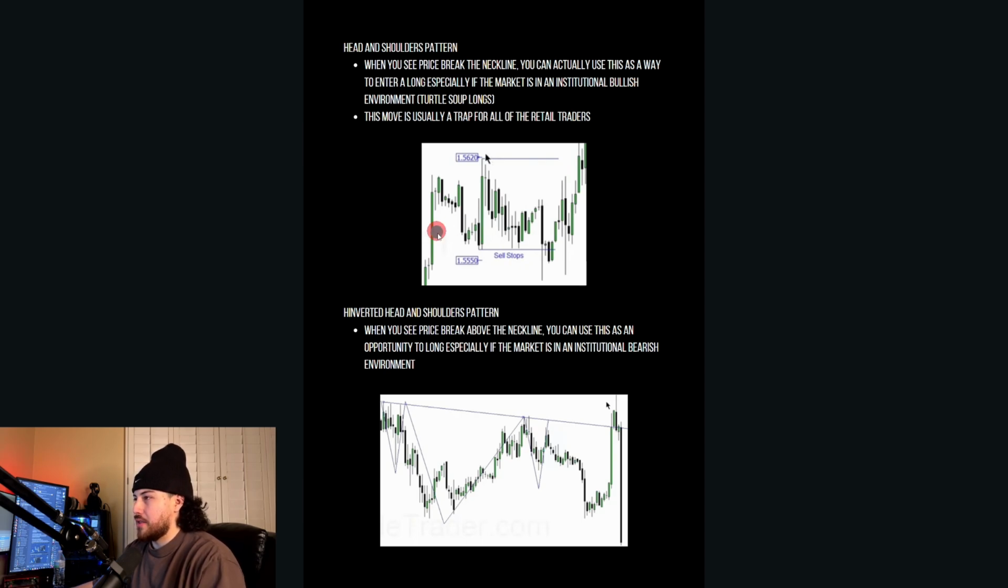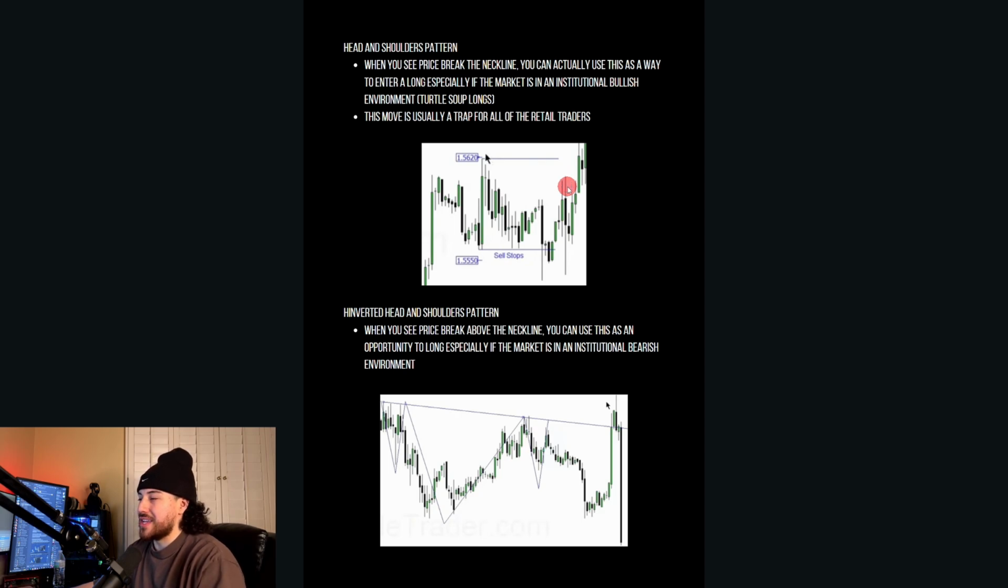So here on this specific example, we can see this is the left shoulder, this is the head, and this is the right shoulder. And then price breaks the neckline. So from a retail trading perspective, they think that this is a sign that price is reversing and going short. But as you can see, price runs the sell stops and pushes on higher. So this is where that trap comes into play, where retail traders think it is a reversal to go short, but instead it actually goes higher.